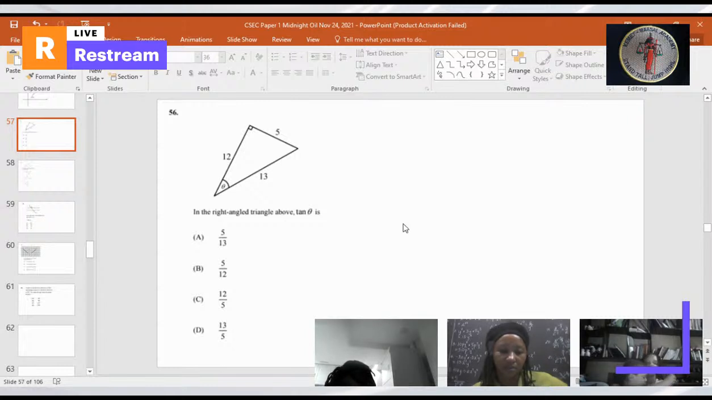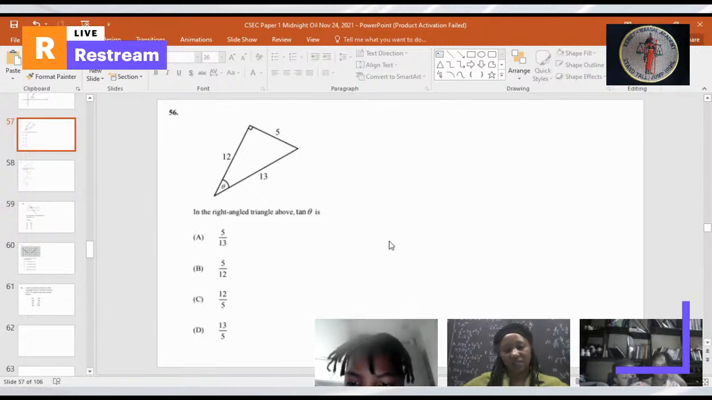Oh, gotcha. Okay. It's 5 over 13? Why 5 over 13? It's because that's the angle. Opposite over adjacent. So is 13 the adjacent? No. Which one is 13? 13 is in front of the right angle, you know.